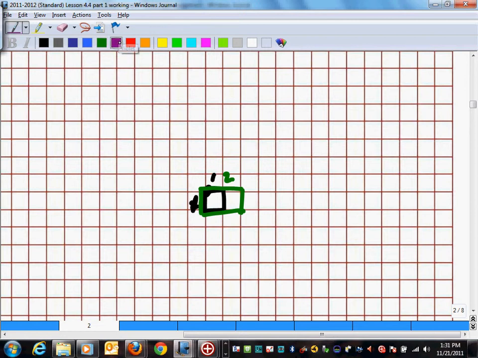Okay, so I'm going to change colors here. We have the 2. Now we're going to go down 3. 2 by 3. Okay, the next one is a 3 by 5. So here's 3, and then we go 1, 2, 3, 4, and 5. This is a 3 by 5.